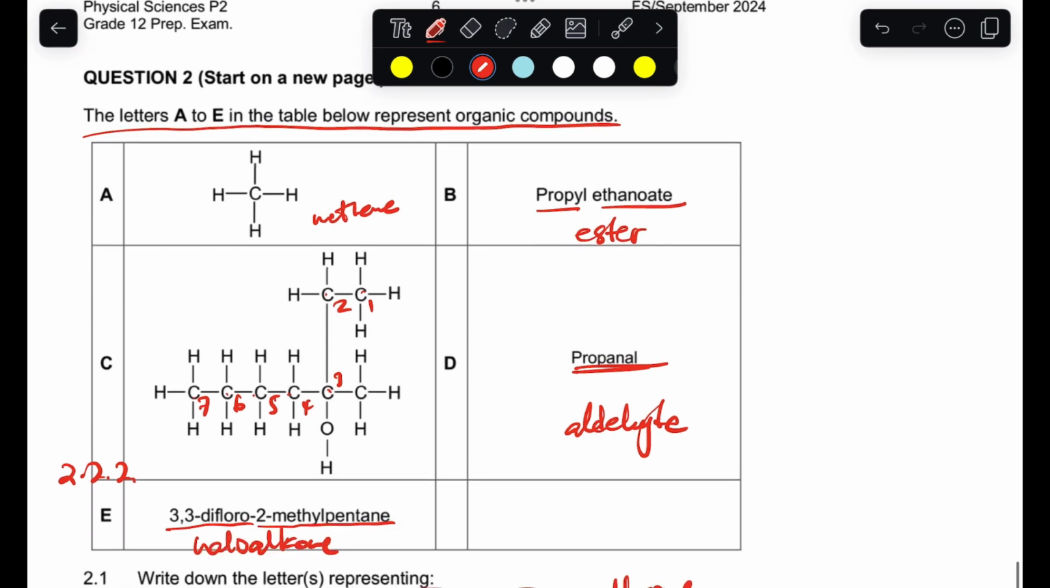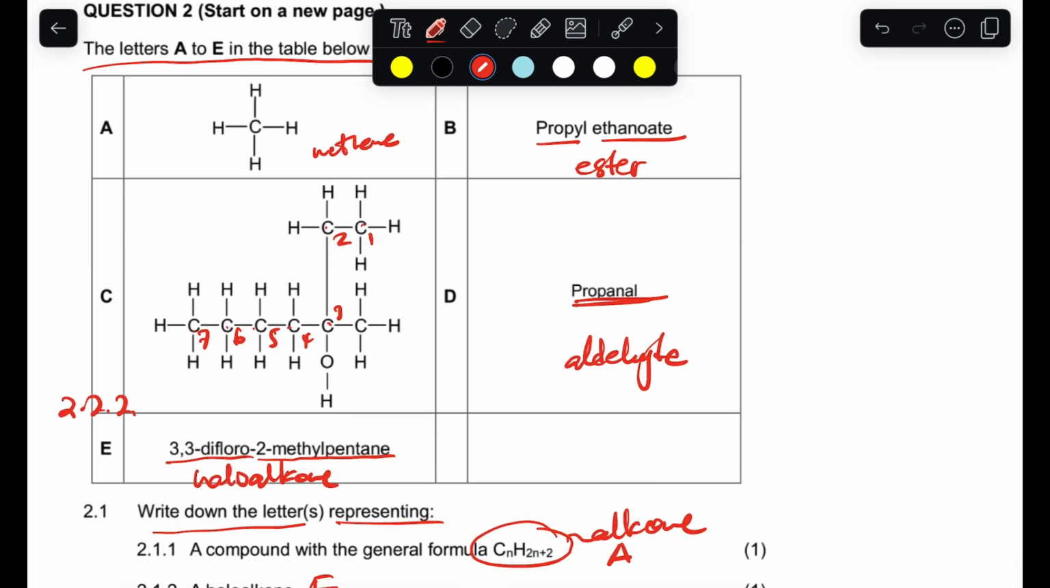This is 2.2.2. So we're going to start with the branch. We have the branch here. No, the branch is not in 2. It's in 3, right? It's in carbon 3. It's 3-methyl. And then what is the parent? It's heptan, so we're going to say heptan because it's an alcohol. We have an alcohol functional group. So where's the alcohol? It's in carbon 3 as well, which is the hydroxyl, 3-ol, right? So we are done with that.